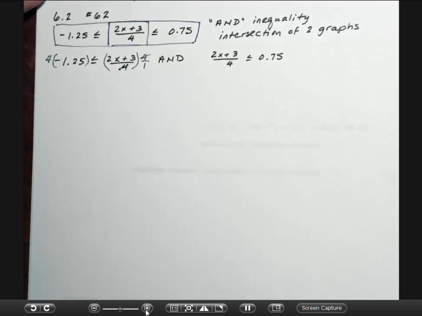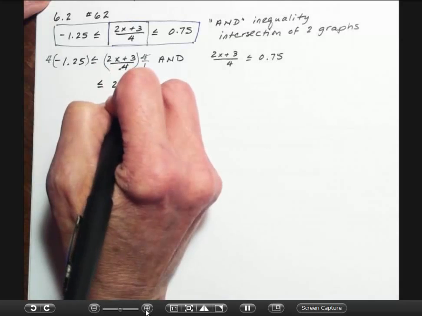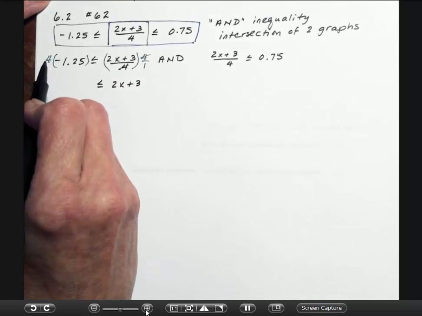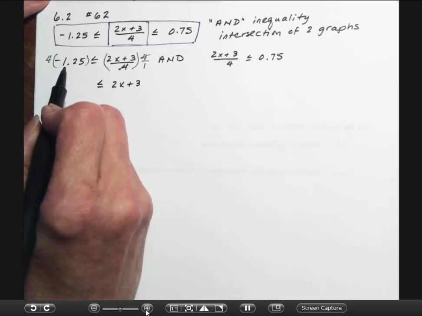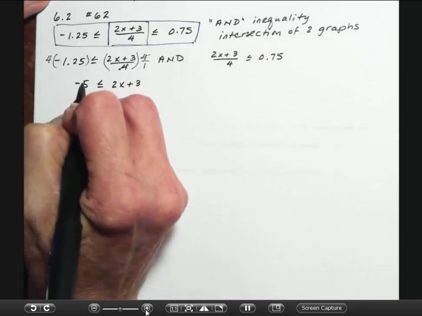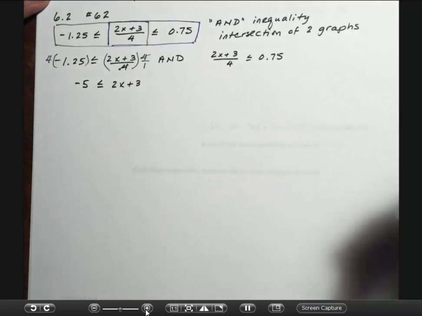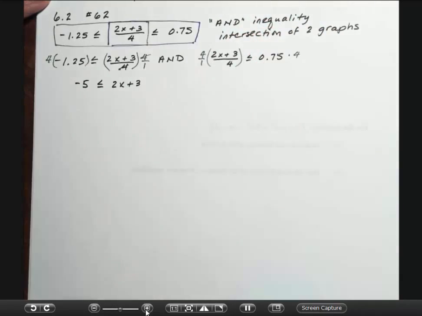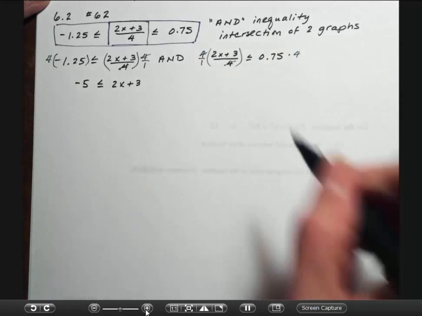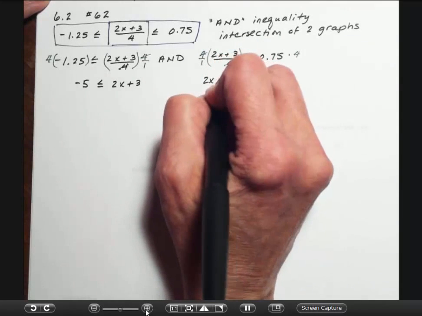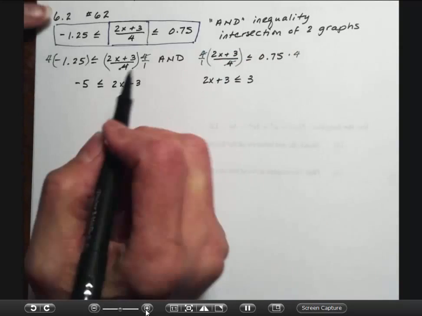Simplifying this, on the right side I end up with 2x plus 3. On the left side I need to multiply 4 times negative 1.25, and when I do that I end up with negative 5. I'm going to do the same thing over here. I'm going to multiply both sides by 4 to get rid of that denominator, and my 4s on the left cancel out, and I'm left with 2x plus 3 is less than or equal to 3.